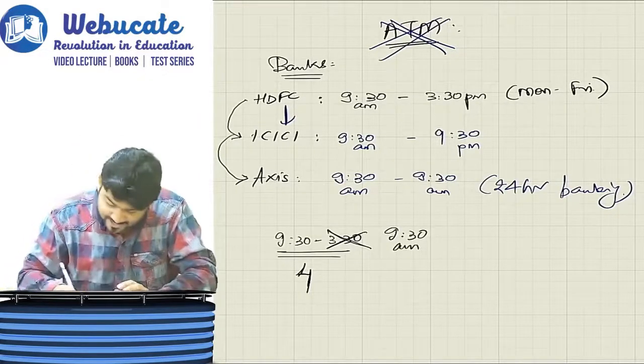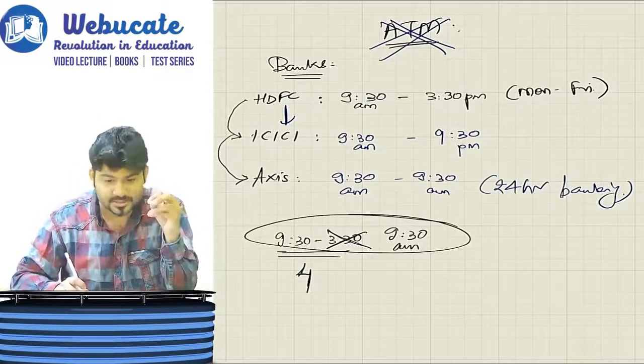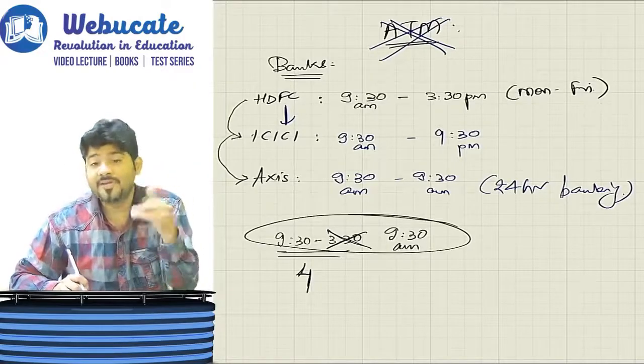So now every bank has started 9:30 a.m. to 9:30 a.m. banking. Now what will happen is, they will have to keep shifts. 8-hour shift, 8-hour shift, 8-hour shift for the cashiers.